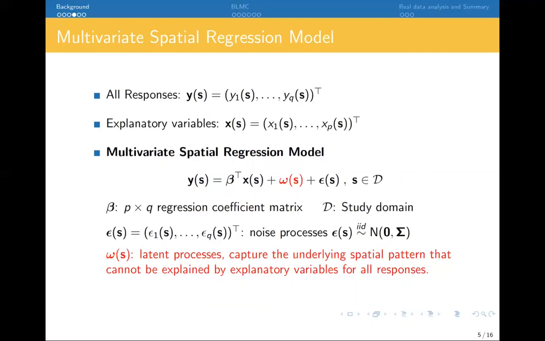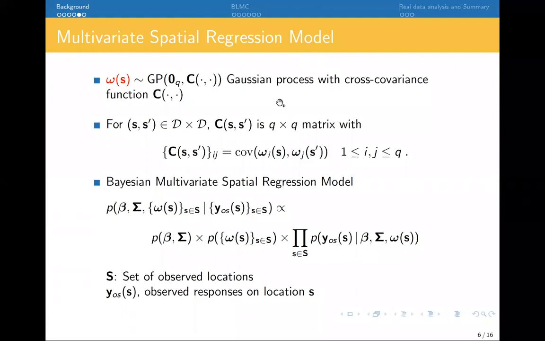So the inference of the latent process on all the observed locations helps to interpolate the response on the locations with misalignment. It can also provide information on potential predictors and help researchers find further research topics. Omega(s) is typically modeled by a zero-centered Gaussian process defined with a cross-covariance function C. The cross-covariance function defines the covariance matrix of the latent process on any pair of locations in the study domain.